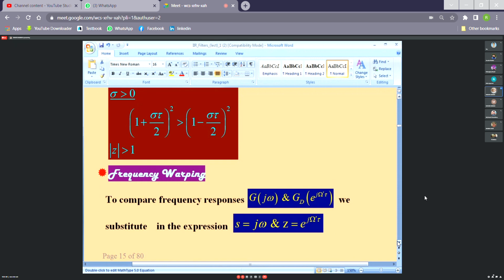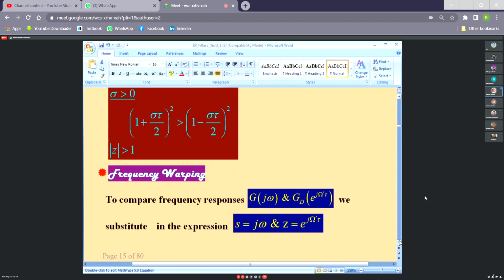So small omega, G with argument j small omega. This small omega is the frequency in the analog domain, and capital omega prime is the frequency in the digital domain, both in radians per second. So let us try to derive a relation between small omega and capital omega prime.